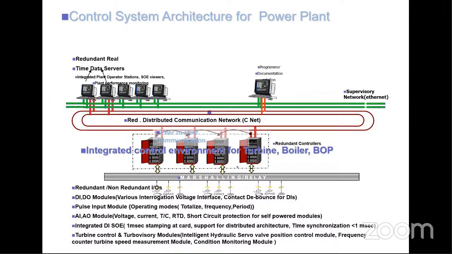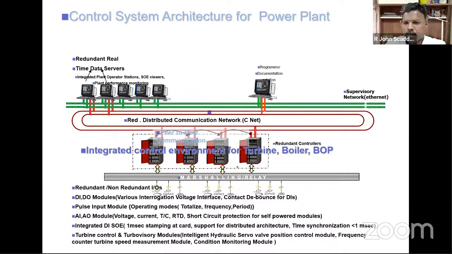And from the server onwards, we go by port communication directly to the marshalling relay, and from there to the junction box, and from there to the actuators or the field devices. 4 to 20 in the case of analog.